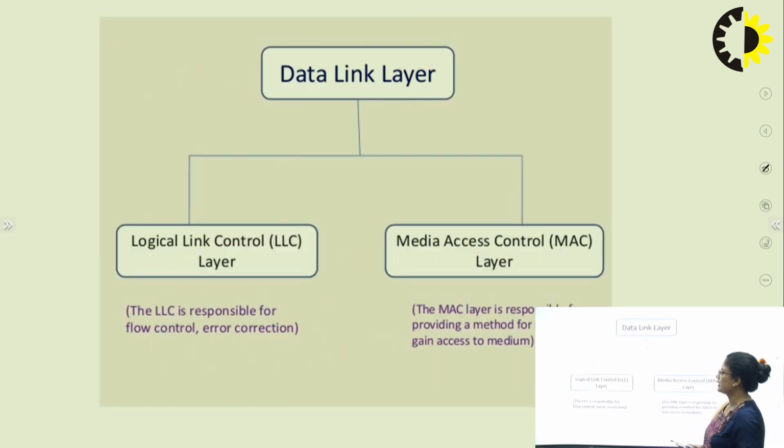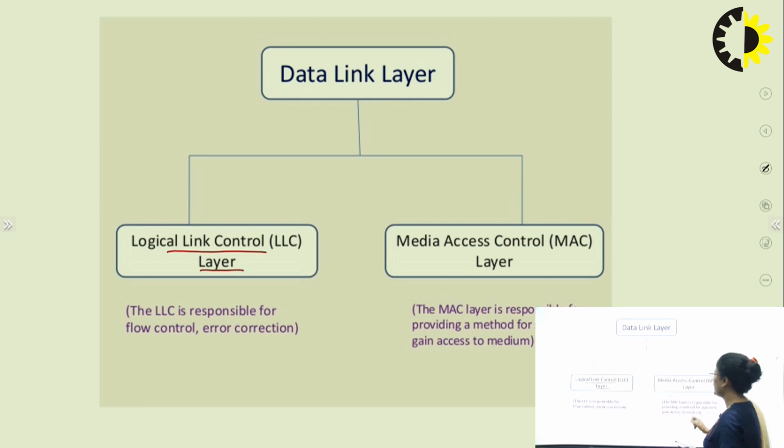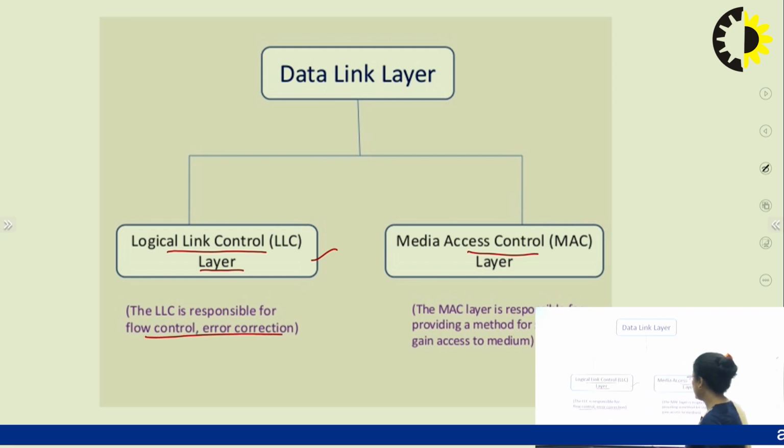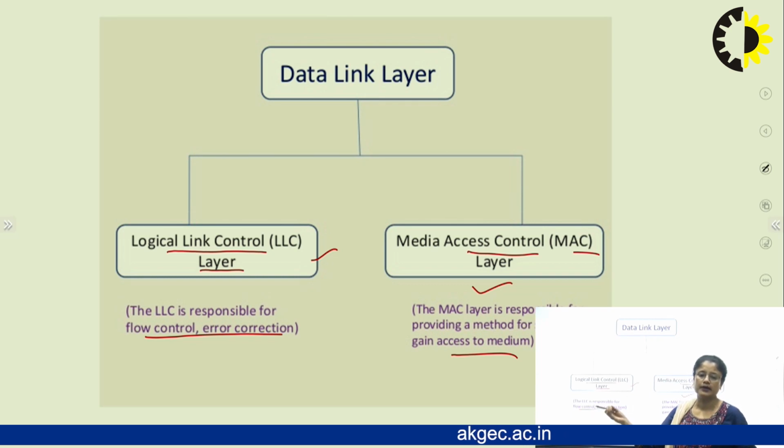Now, the data link layer can be looked at as being made up of 2 layers. One is the logical link control layer, and the other is the MAC layer, also called the media access control layer. The logical link control layer is responsible for handling flow control, error correction, and so on. And the MAC layer is responsible for providing a medium for the stations to transmit data from one end to the other. It gives an access medium via which the data will be transmitted.